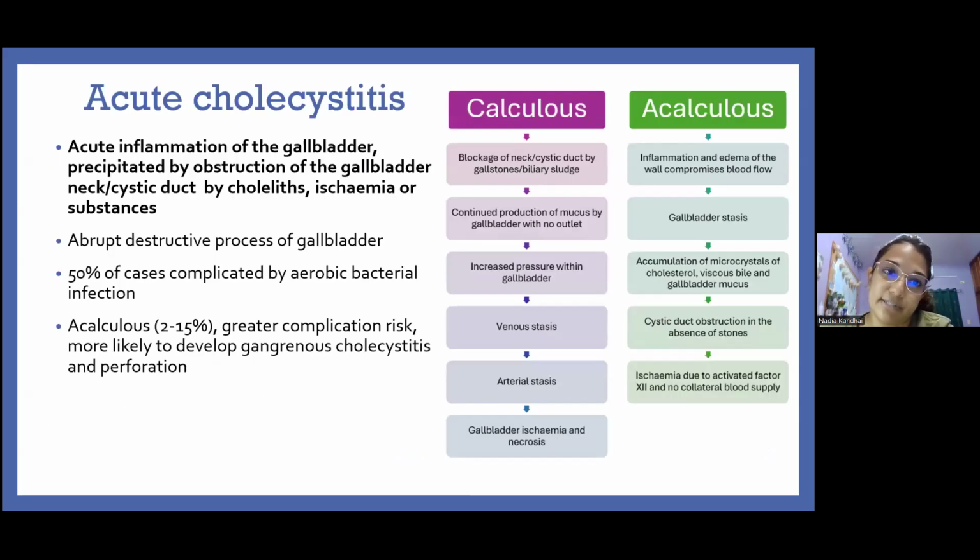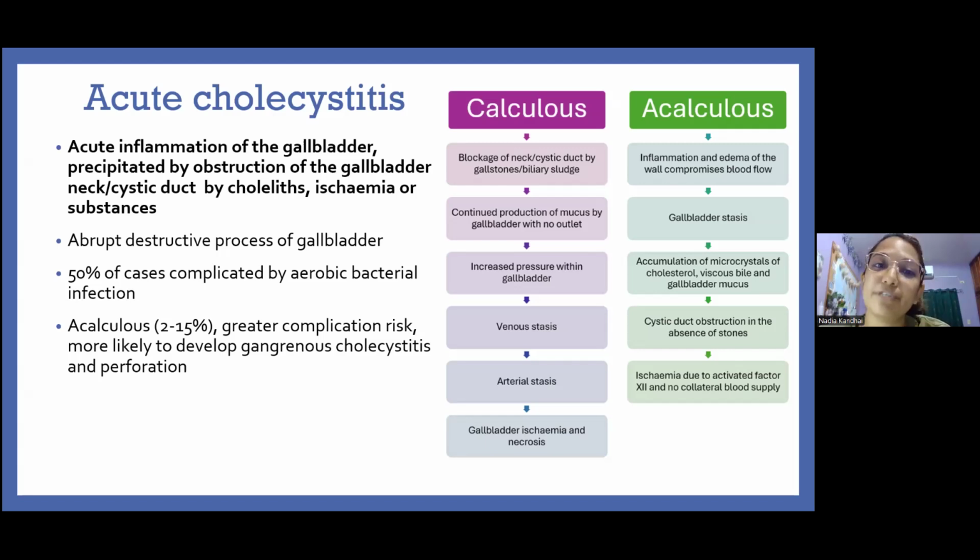Acute cholecystitis is the acute inflammation of the gallbladder, which is precipitated by the obstruction of the gallbladder neck or cystic duct by choleliths, ischemia, or other substances. It's an abrupt, destructive process of the gallbladder, and more than half of cases are complicated by bacterial infections. Acalculous cholecystitis has a greater complication risk, and these patients are more likely to develop a perforation from gangrenous cholecystitis.